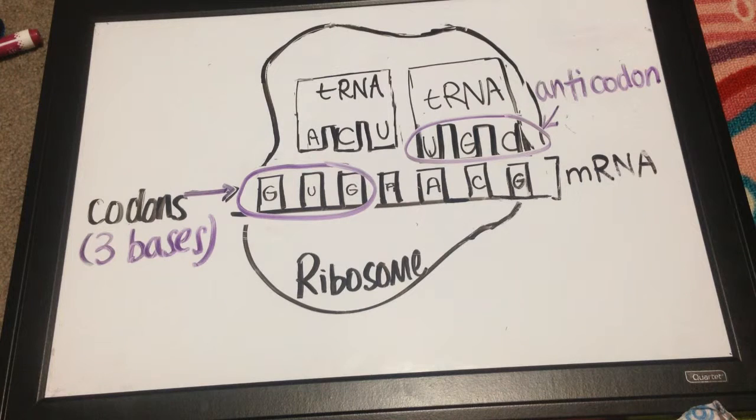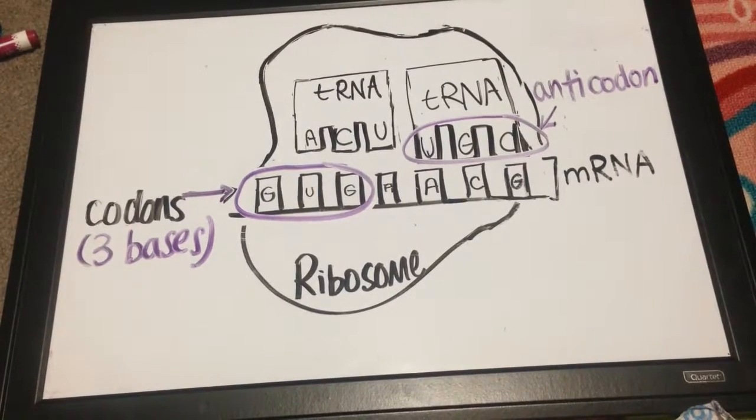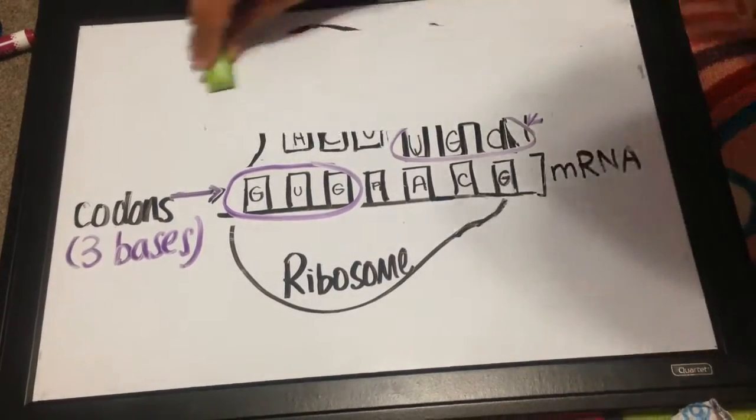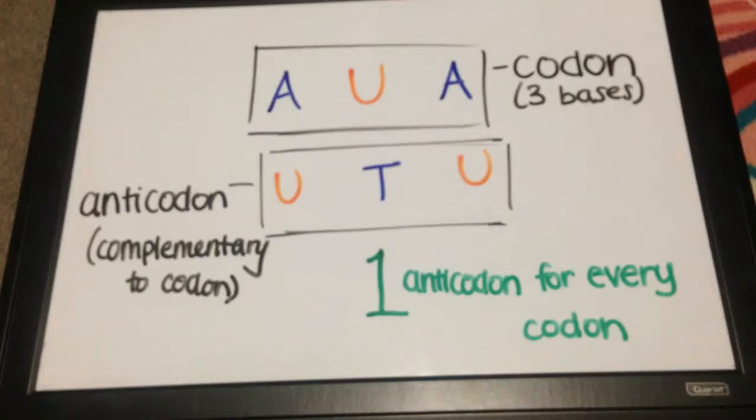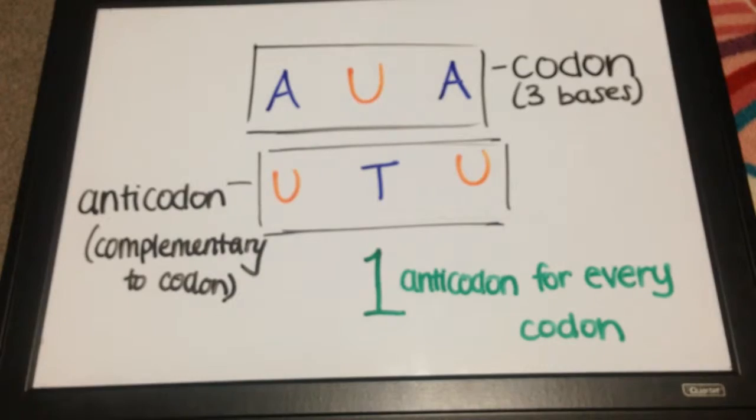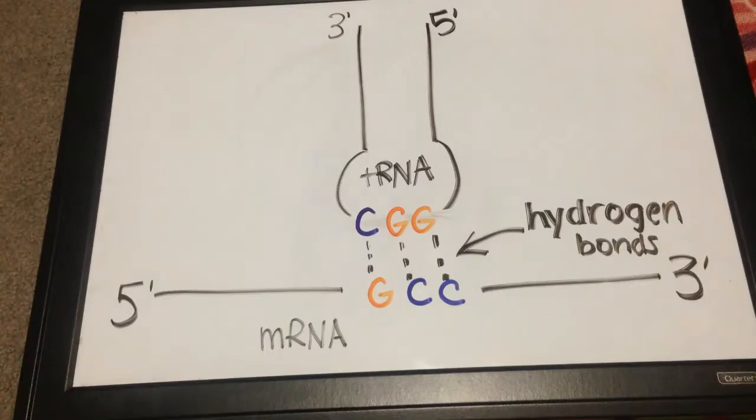As we have covered before, there are 4 nucleotides in RNA: A, U, C, and G. 3 nucleotides form a codon, which codes for an amino acid. Codons are part of the mRNA. The mRNA, also known as messenger RNA, carries the genetic code from the DNA to the ribosomes. An anticodon is complementary to a codon and is part of the tRNA. Each codon has a specific anticodon, and during translation, the codons and anticodons form appropriate hydrogen bonds.